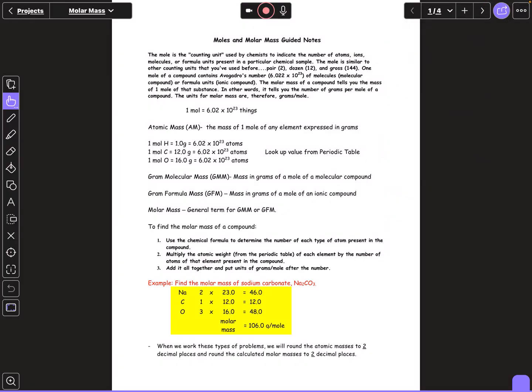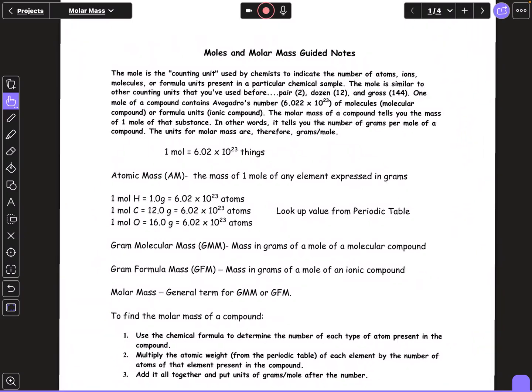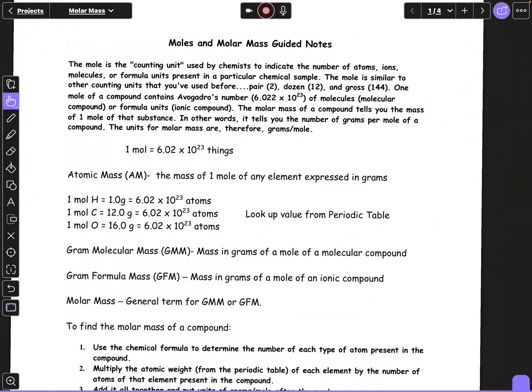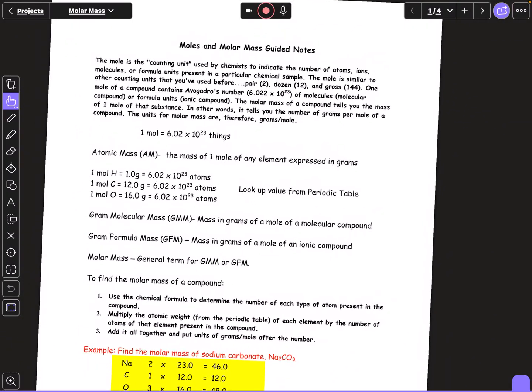Okay, so today we're going to talk about a concept called moles and molar mass. This is going to be the start of Unit 6, and you should have this handout right here, these guided notes.